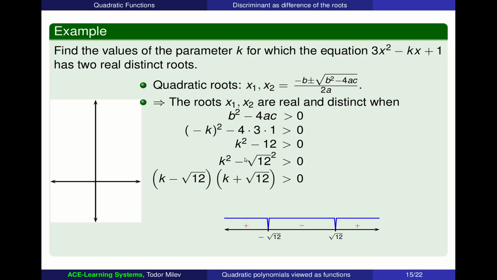K squared minus 12 is positive when k is inside this interval, or when k is inside that interval. So our final answer is that k belongs to the union of the intervals between negative infinity and negative radical of 12, so this interval, union with the interval from radical of 12 to infinity, this interval here. Okay. Our solution is complete.